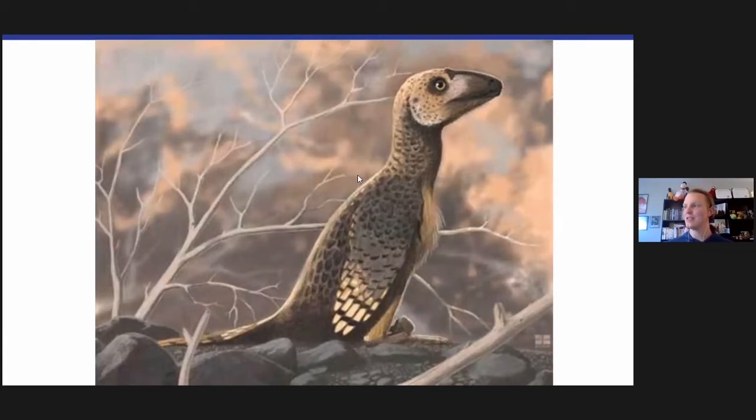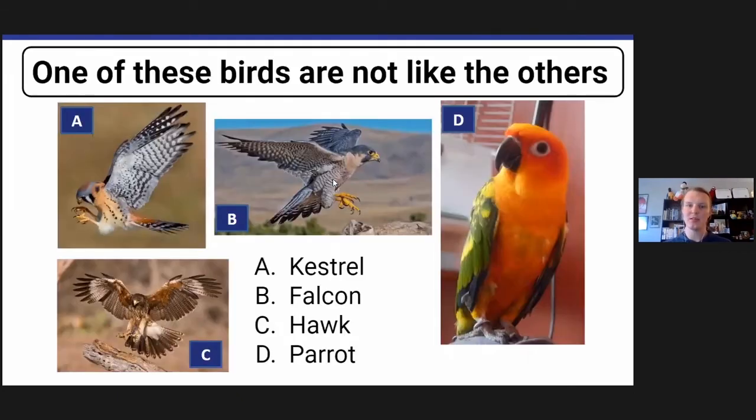But let's say you don't care about dinosaurs because they're extinct. Well, we can also use it to understand living things. So here's a quick quiz for you guys. Put your answer in the chat. Here are four birds: a kestrel, a falcon, a hawk, and a parrot. Which of these birds is not like the other? Go ahead and put it in the chat. D. I've seen a lot of D's. Seeing a lot of D's.